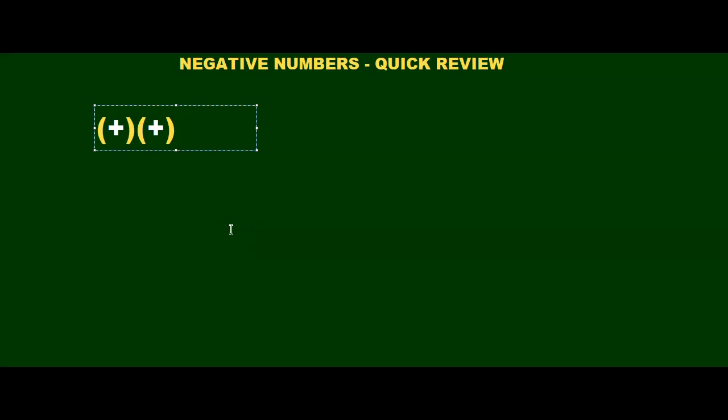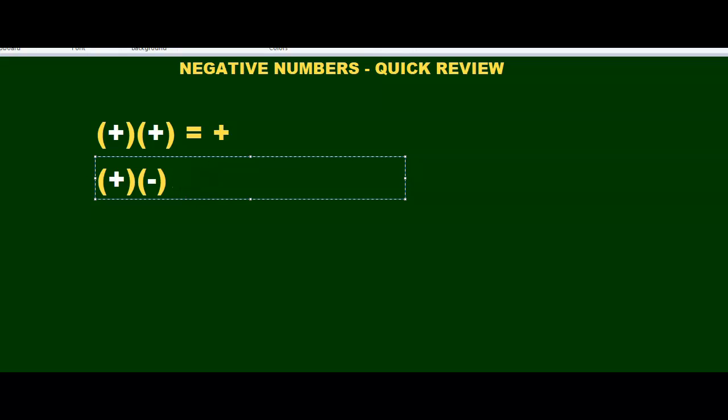So we'll first start with talking about two positive numbers. When you multiply two positive numbers, you get another positive number. When you multiply a positive number by a negative number, you get a negative number. Now, this is a point of confusion with many students. Why does a positive times a negative give you a negative?